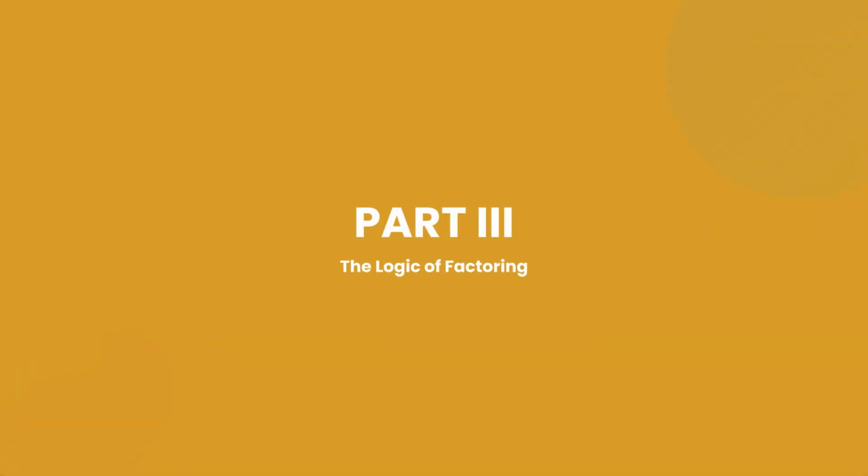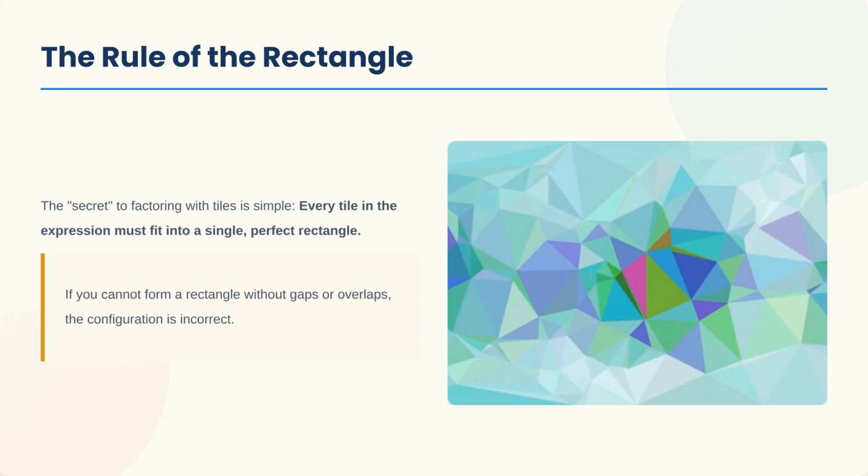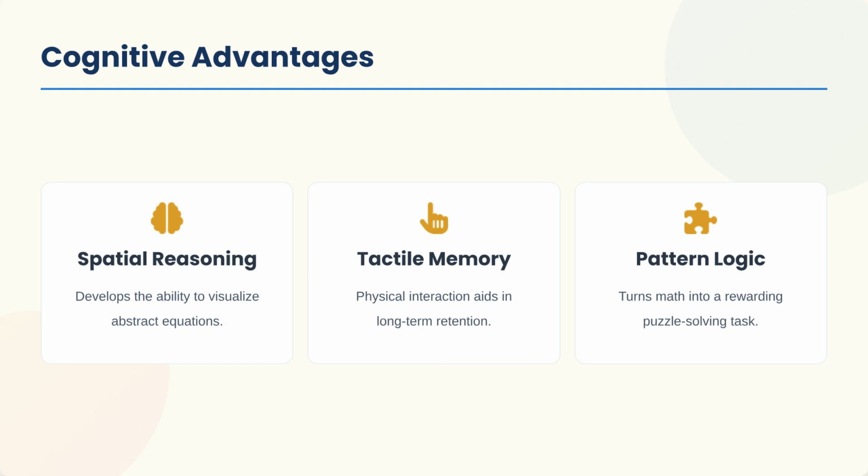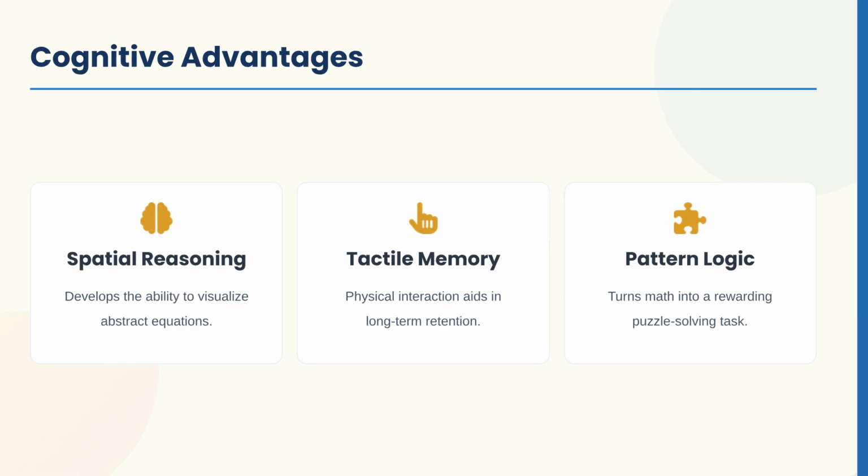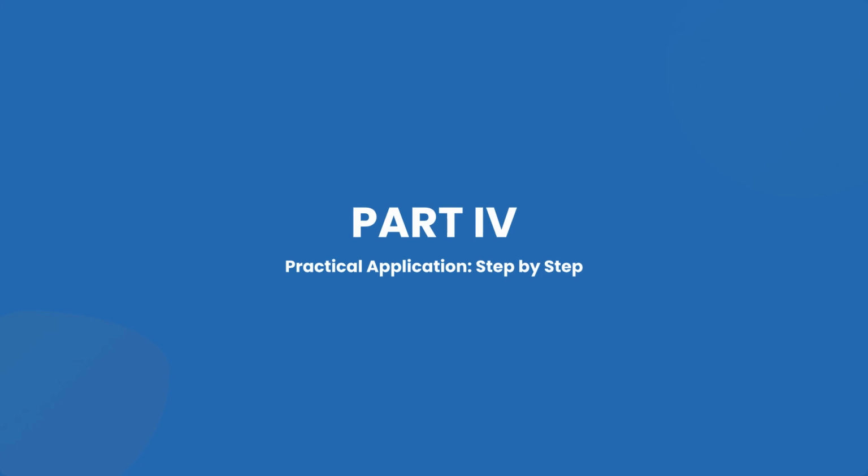In Part 3, we will look at the core logic of the factoring process. The rule is simple. Every tile in the expression must fit into a single, perfect rectangle. If you cannot form a rectangle without gaps or overlaps, your configuration is incorrect. Beyond just building rectangles, algebra tiles offer unique cognitive advantages. They help us develop spatial reasoning, enhance tactile memory through physical interaction, and turn complex math into a rewarding puzzle-solving task.